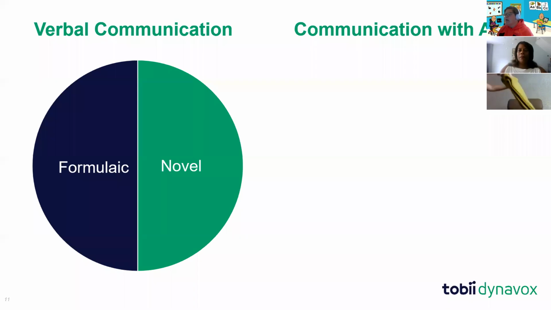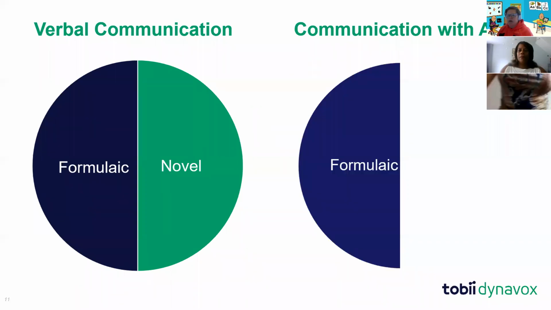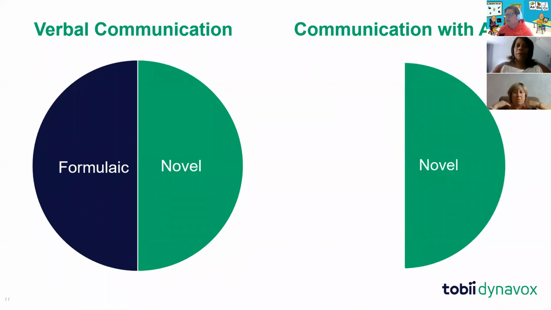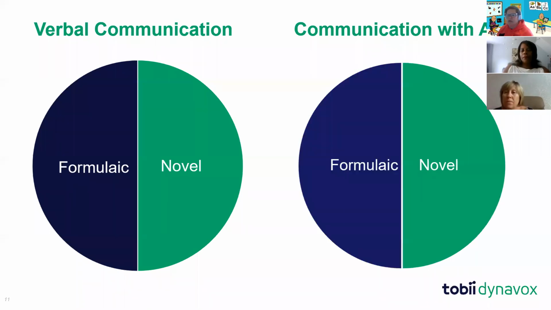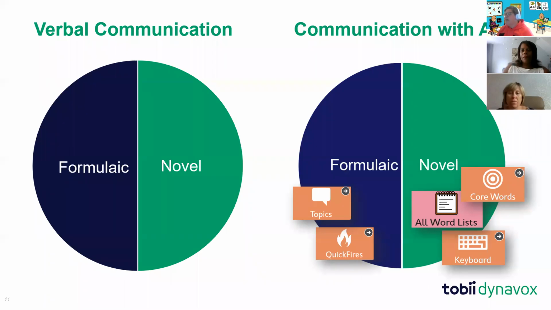What we had a look at was that some of our previous offerings and other offerings available on the market tended to include either one, either formulaic or novel language. But because we know that as verbal communicators, we use a mixture of both to make us efficient communicators, we wanted to make sure that we could provide both of those within this software. So we've done that by including a bunch of different tools. I'll go through each of these tools in a second, and we'll talk a little bit about the types of language in there. But you can see on the formulaic side, we've got topics and quickfires, and on the novel side, we've got core words, or word lists, which you might know as fringe vocabulary, and keyboards.